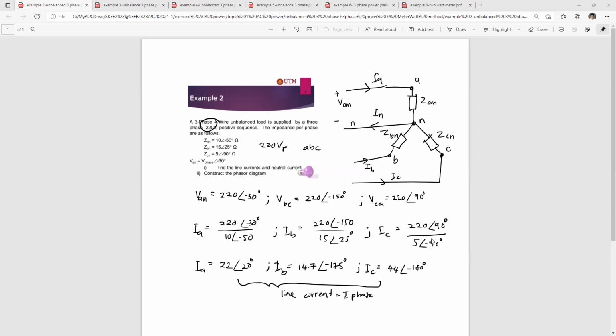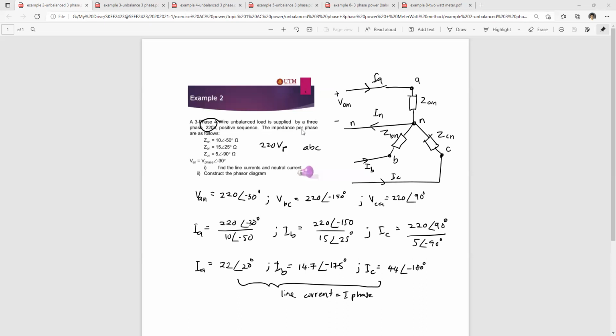A three-phase four-wire unbalanced load. So you should know four-wire means that it has what we call the neutral cable. And this question says that the load is unbalanced, but it is supplied by a balanced three-phase voltage supply, which is 220 volts. This one is V phase and it is in positive sequence.